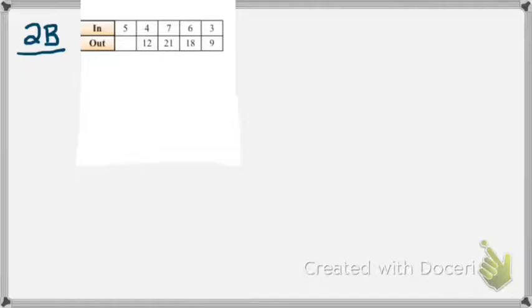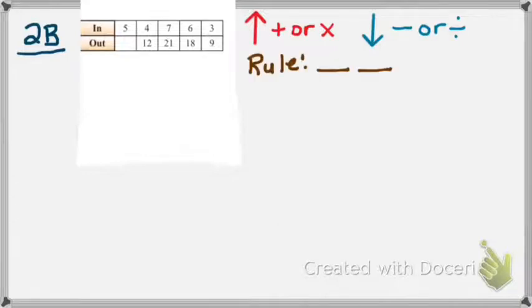Let's take a look at box B. So as always, when figuring out a rule, I always have to remember two things. If my numbers are increasing or getting larger, it needs to be an addition or multiplication rule. If my numbers are decreasing or getting smaller, it will be a subtraction or division rule. So let's set myself up for my two-part rule. I wrote rule with my two blanks.